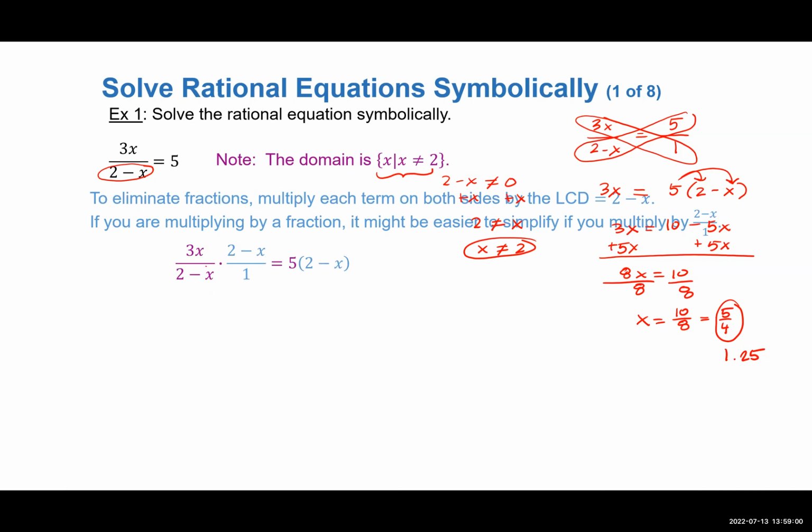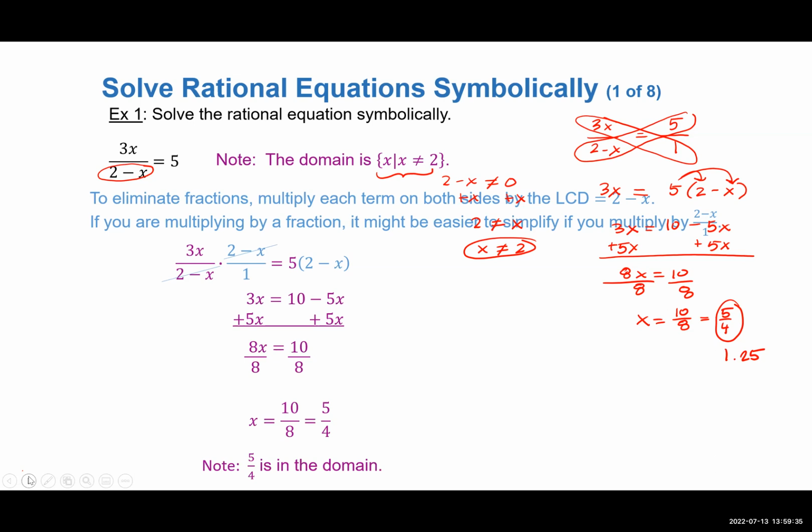So the way the text does it is that they multiply by the denominator on both sides, and then they still end up with the same result that we did. So really you can do it either way. You can multiply by the denominator on both sides, or you can set up a proportion and cross multiply. In doing that, you do get to the exact same result, and that is that x equals 5 over 4. And x equals 5 over 4 is a part of our domain, because remember, the only restriction is that x can't be 2. And so we're good.